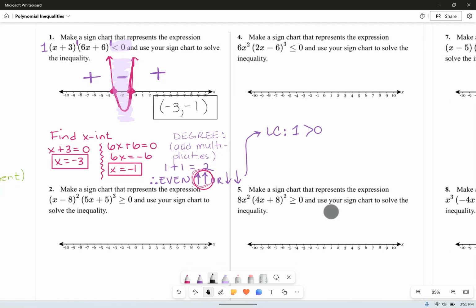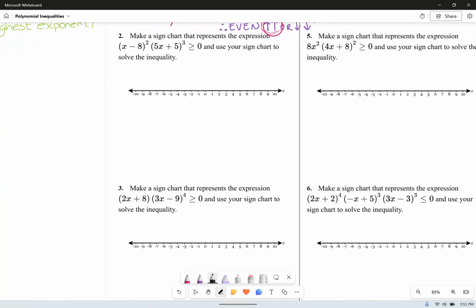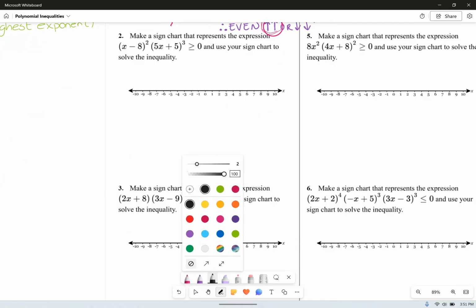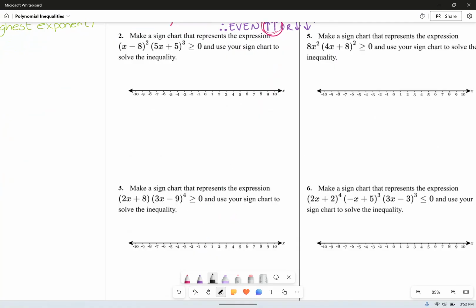Let's come over here. Let's do number 2. So number 2 has an x minus 8. So we're going to set that equal to 0 and get x to be a positive 8. So let's go put a positive 8 at this dot. And then we have a 5x plus 5, set it equal to 0. 5x is equal to -5, and x is going to be -1. So x-intercept, x-intercept, and let's go to -1, way over here.